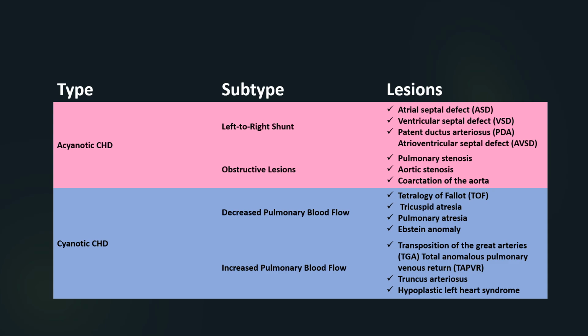And in cyanotic congenital heart disease, two types are there: decreased pulmonary blood flow and increased pulmonary blood flow. Under decreased pulmonary blood flow are tetralogy of Fallot, tricuspid atresia, pulmonary atresia, and Ebstein anomaly. Under increased pulmonary blood flow, three conditions are available: transposition of the great arteries, truncus arteriosus, and hypoplastic left heart syndrome. So we need to study all of the congenital heart diseases.